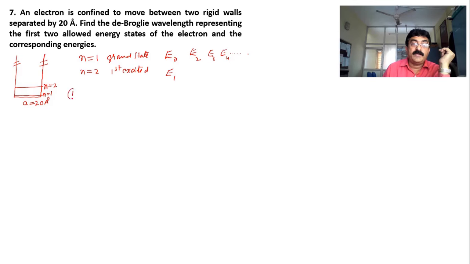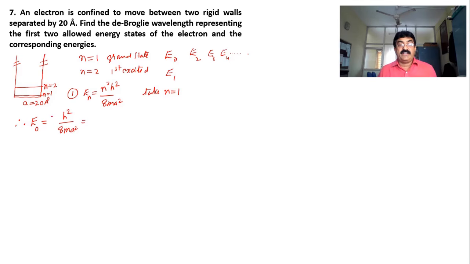Okay, now first one, formula is En is equal to n square h square by 8 ma square. Now you take n is equal to 1. Therefore, E becomes E naught, that is h square divided by 8 ma square. You know what is h? Why it is h square? Yes sir, because n is 1.